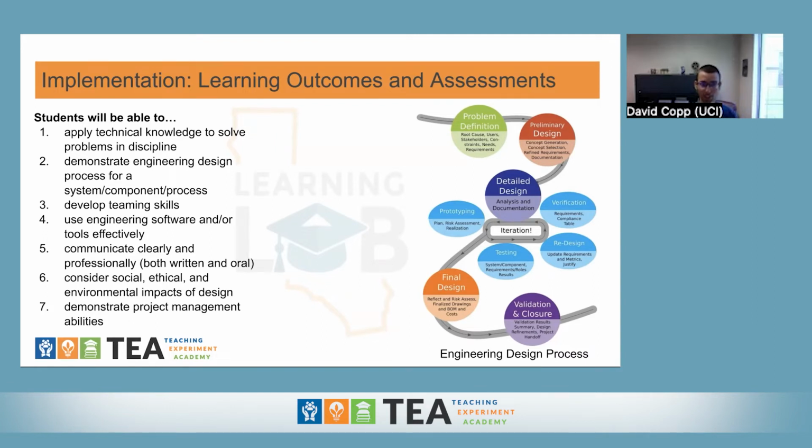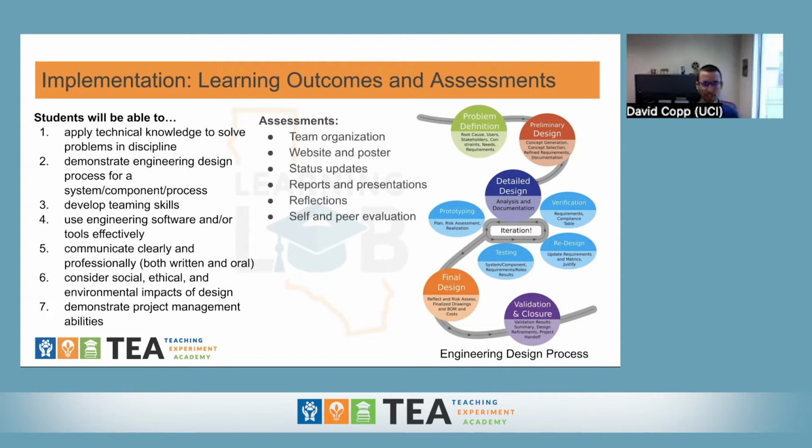One would be applying their technical knowledge to an open-ended problem. Another would be to develop teaming skills, communicating clearly, both written and verbally. And then things like considering social, ethical, and environmental impacts of the design, and also demonstrating project management abilities. So these are the types of things that they may not get holistically in their other courses.